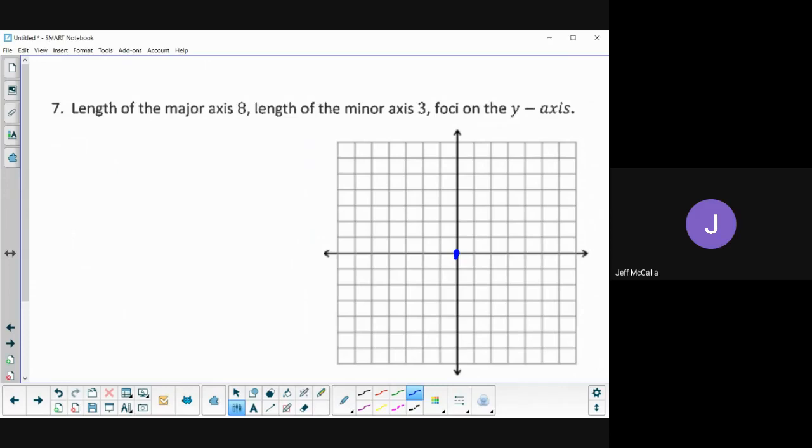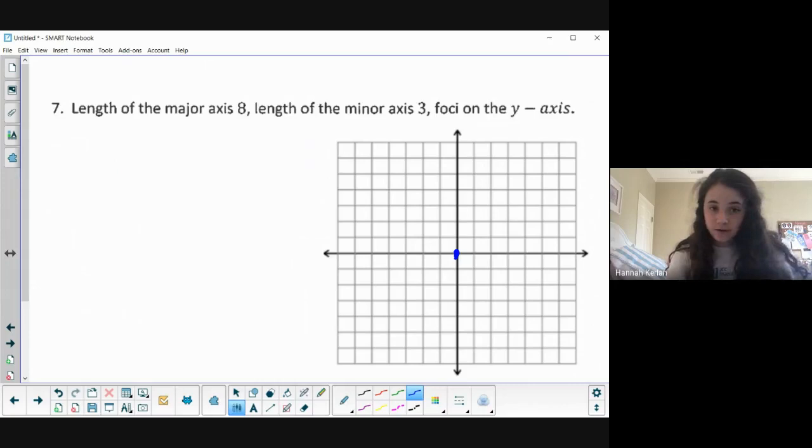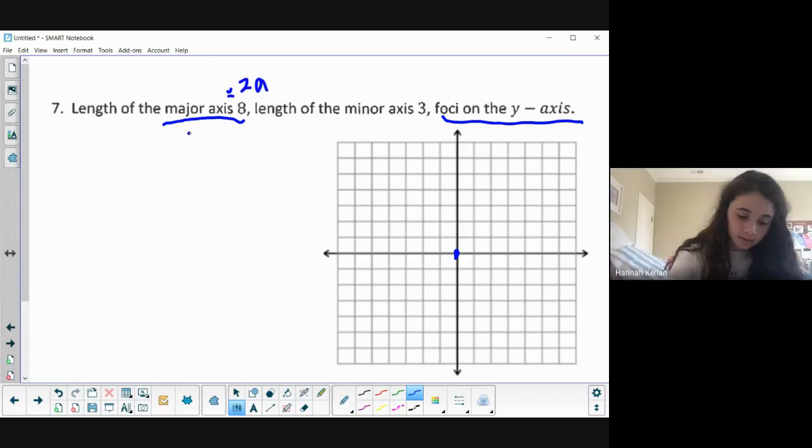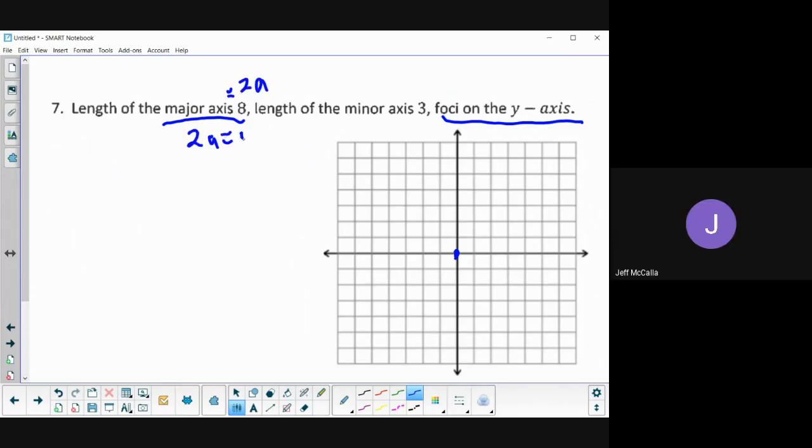So the length of the major axis is 8 and the minor axis is 3. Which one would be the major axis? Would it be vertical or horizontal movement? Vertical, because it says the focus points are on the y-axis. So the length of the major axis is equal to 2a according to our formula sheet. So if 2a equals 4, then a must equal 2. So I'm going to go up 2 and down 2.